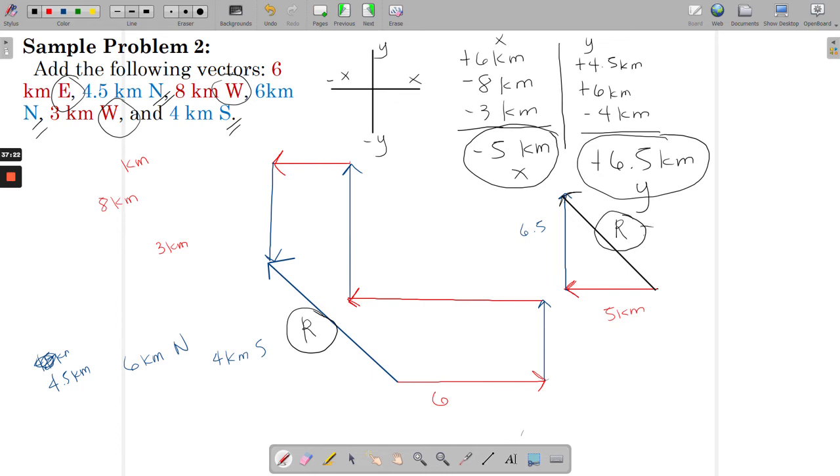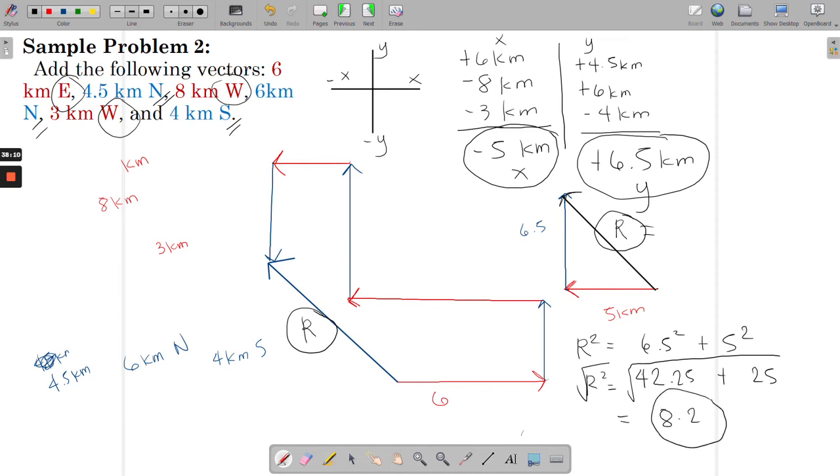And so how do we solve the resultant? If you see, this is a triangle and it's a right angle triangle. So what you just want to do is use the Pythagorean method. R squared is equals to 6.5 squared plus 5 squared. So the answer to that, if you use a calculator, is basically, 6.5 squared is 42.25 plus 25, and then that's R squared, square root both sides, and what you get is 8.2. So your resultant is 8.2 kilometers.